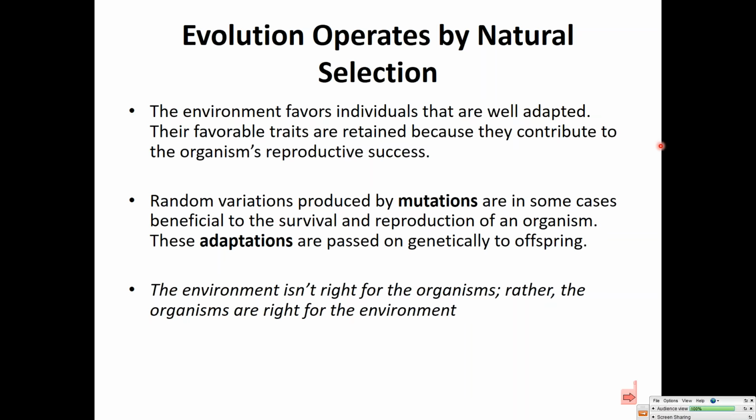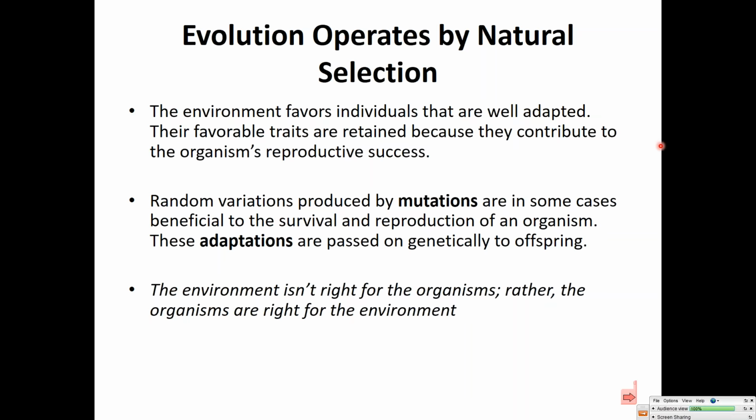So according to evolution, driven by natural selection, the environment that an organism lives in isn't right for that organism, right? The Arctic fox doesn't live in the Arctic because its fur is white. The organism is right for the environment. The Arctic fox's fur is white because it lives in the Arctic. Okay, it's not the other way around. The Arctic fox wasn't living in Florida thinking, hey, I'm going to move north so I can blend in a lot better and catch prey a lot easier.